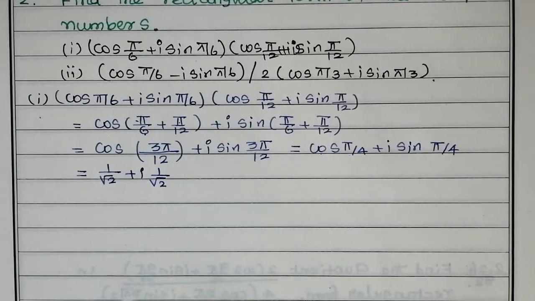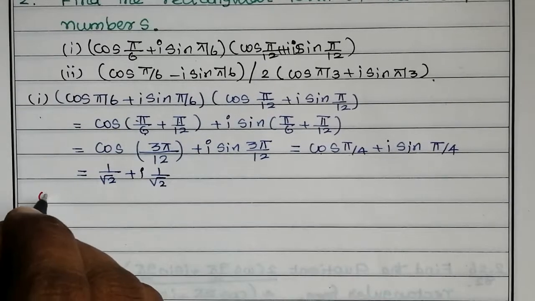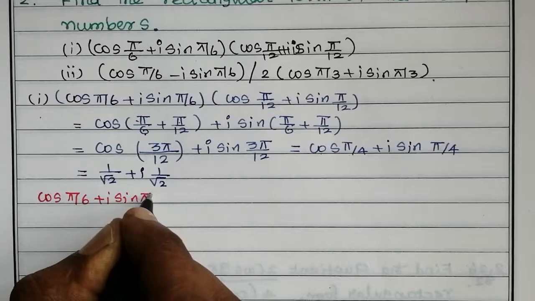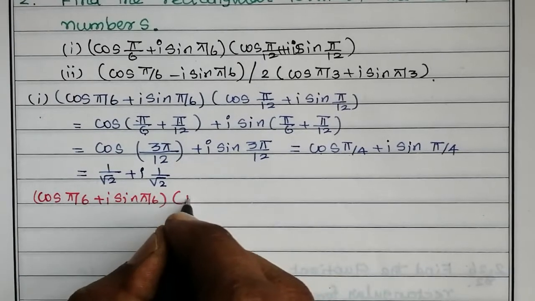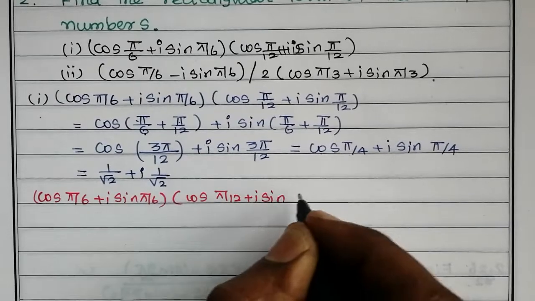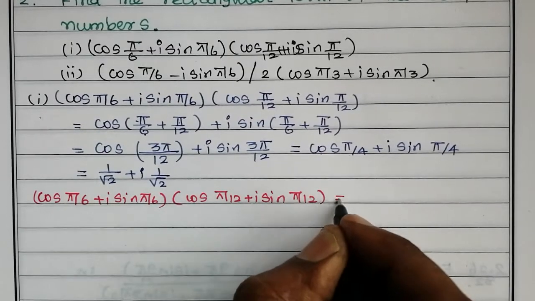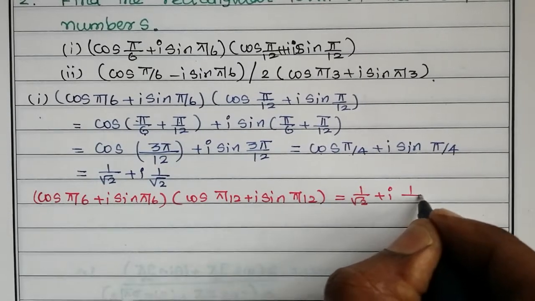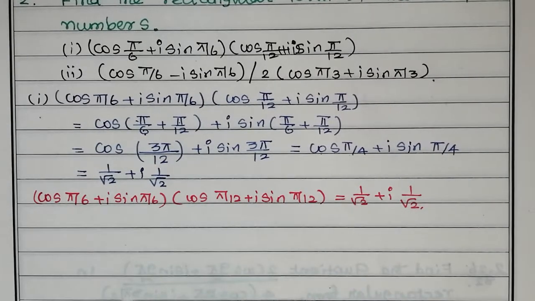So cos pi by 6 plus I sin pi by 6, into cos pi by 12 plus I sin pi by 12, is equal to, in rectangular form, 1 by root 2 plus I into 1 by root 2.